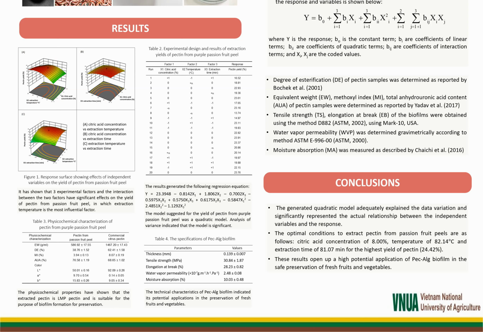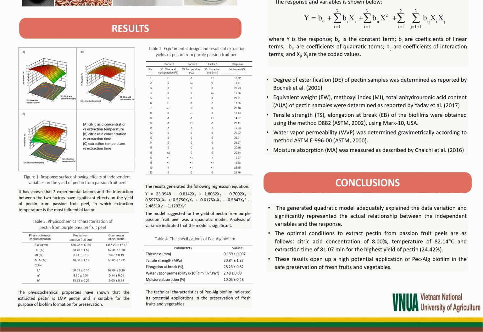Now, after that, the results found the optimal condition to extract pectin from passion fruit peel as follows: citric acid concentration 8%, temperature 82.14 degrees Celsius, extraction time 81.07 minutes, and pectin yield reached 24.42%.